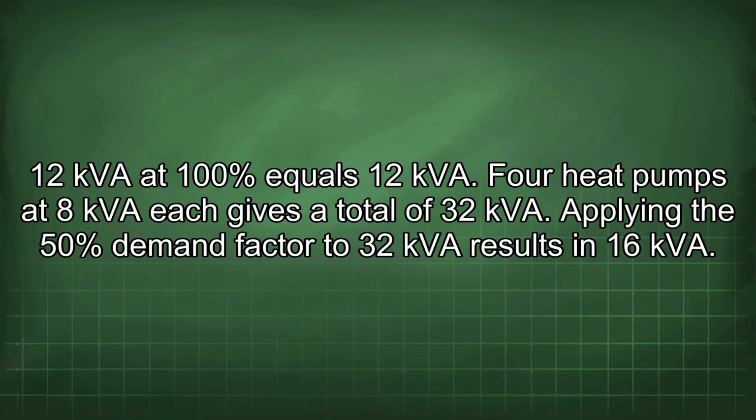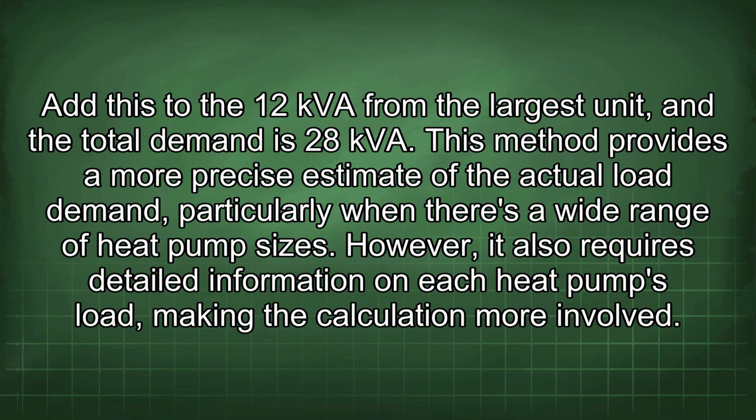12 kVA at 100% equals 12 kVA. 4 heat pumps at 8 kVA each gives a total of 32 kVA. Applying the 50% demand factor to 32 kVA results in 16 kVA. Add this to the 12 kVA from the largest unit, and the total demand is 28 kVA.